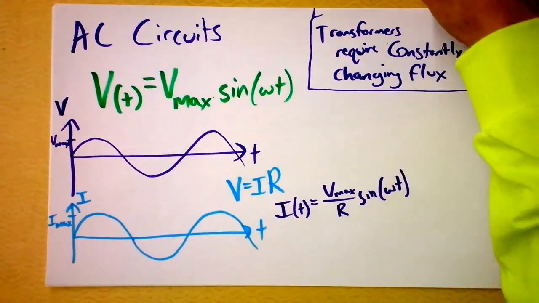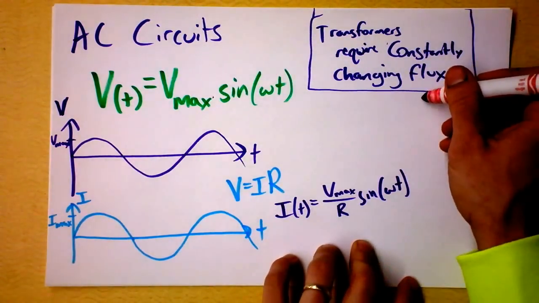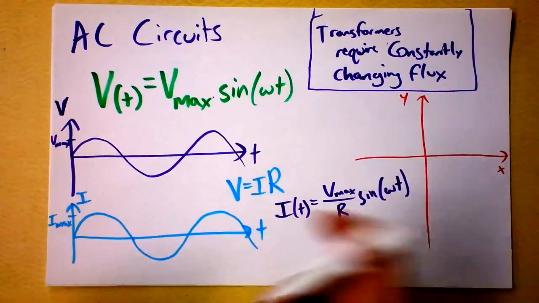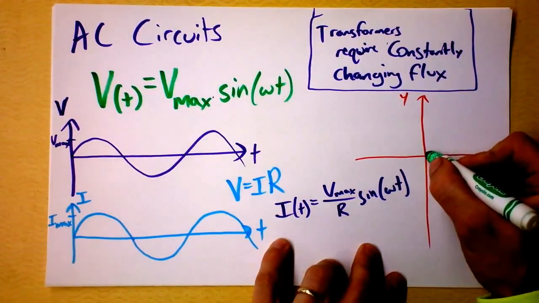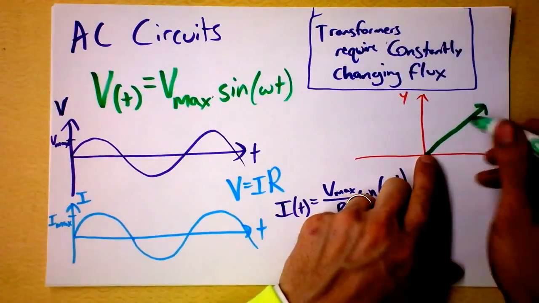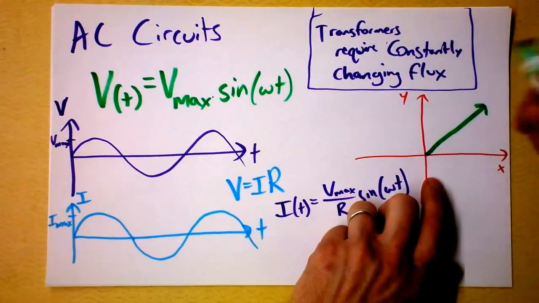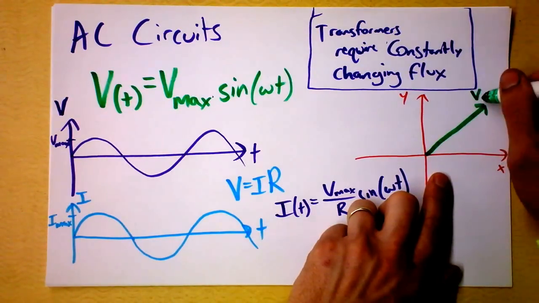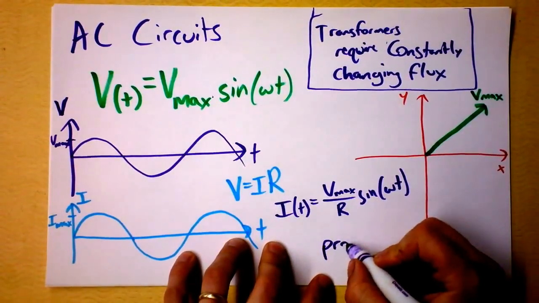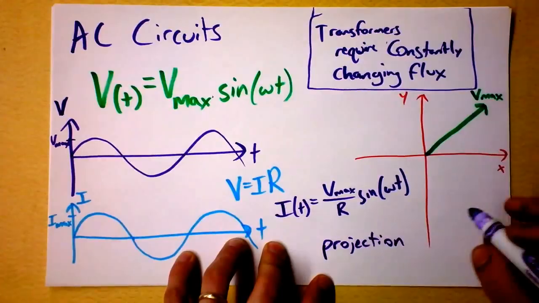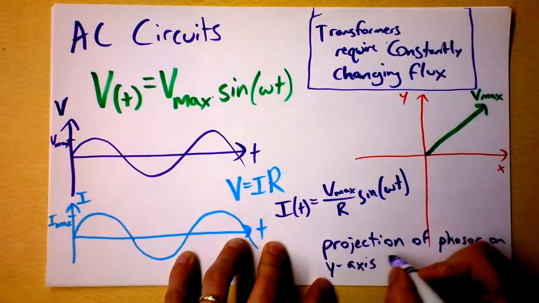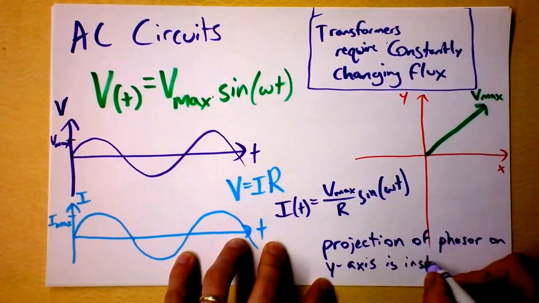And now it's time to introduce a really neat concept. These things are called phasors. And a phasor looks like this. First, you get yourself a coordinate system. And I'm just going to define x here and y here. And a phasor is a vector. A phasor, simply put, is just a vector. And the vector is continuously spinning around the origin. That's the definition of a phasor. And this phasor, I'm going to say, is Vmax long. That's how long it is. And I want to say that the projection of the phasor on the y-axis is the instantaneous value.